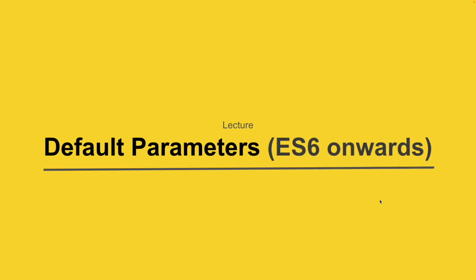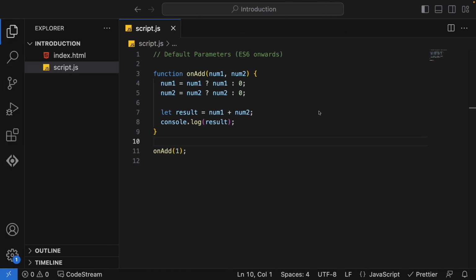Let's try to understand the default parameters in ES6 onwards and in the next generation JavaScript. The default parameters are much simplified in the next generation JavaScript. Earlier we have seen some examples of how the developer used to write custom code to perform some validation or maybe to have default values for the parameters of the function.